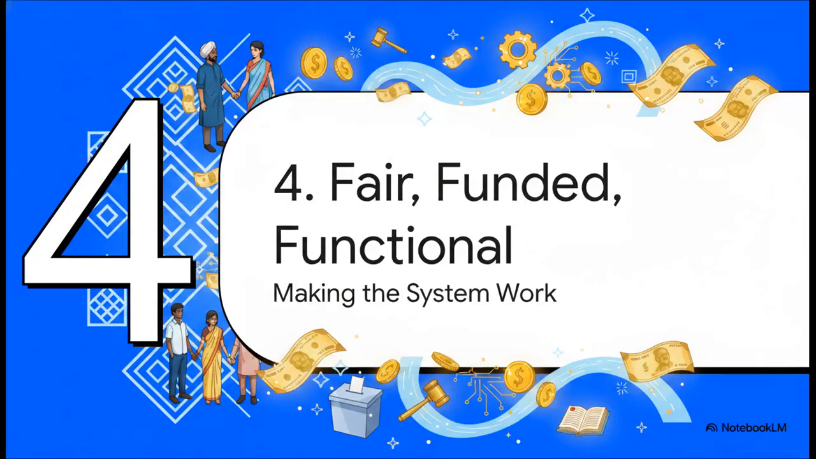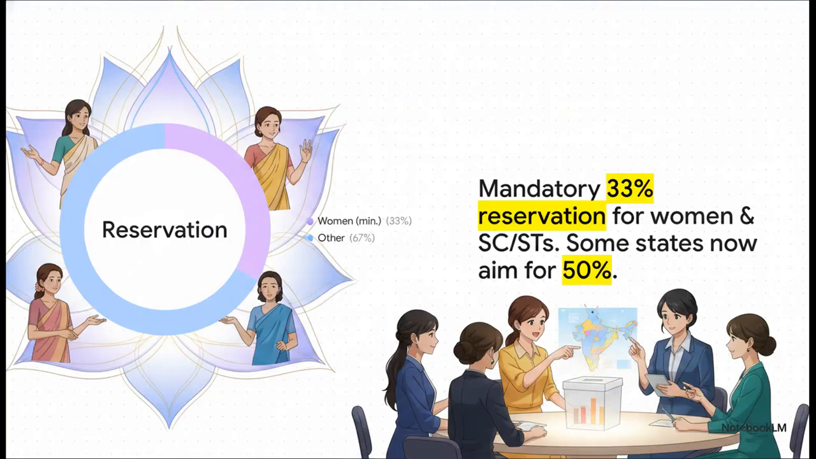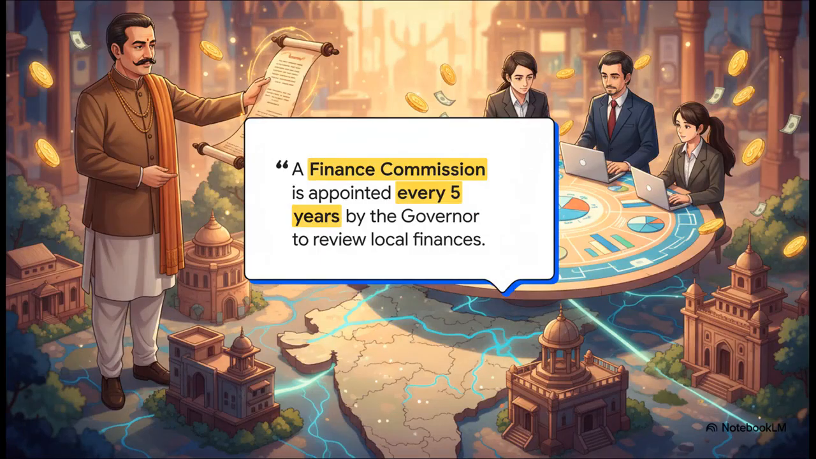Okay, so we've got the structure down, but a structure is just a skeleton, right? How does the Constitution make sure this system is inclusive, financially stable, and actually functional? First up, fairness. The Constitution mandates, it's not optional, that at least 1/3 of all seats have to be reserved for women. Seats are also reserved for scheduled castes and tribes based on their population, making sure historically marginalized communities have a voice. And this isn't a static thing either. Many states are pushing this even further. For instance, Haryana is on track to implement a 50% reservation for women. That's real progress.